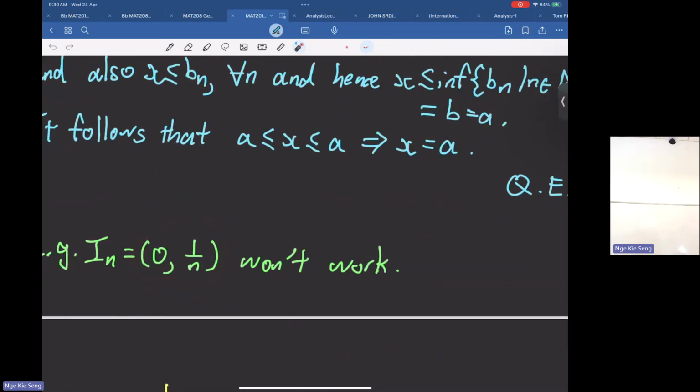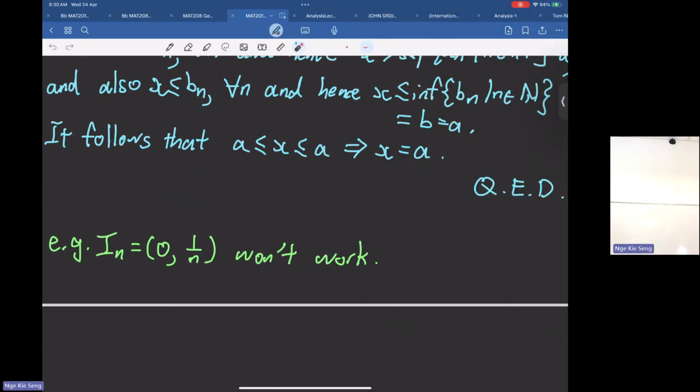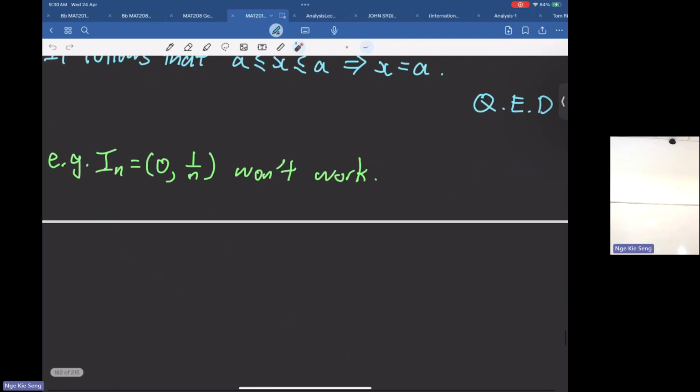Let's say I turn it into an open interval, not a closed interval. Does this proof still work or not? The claim is it won't work. So you could imagine that there are nested intervals like this. How do you imagine this? You have I1. What is I1? 0 to 1. Okay, so there is 0 to 1, let's say.